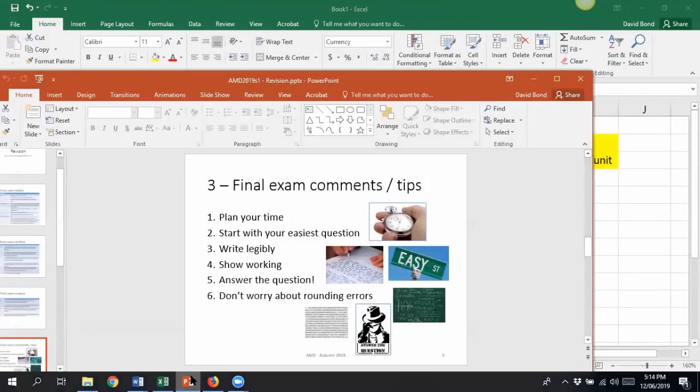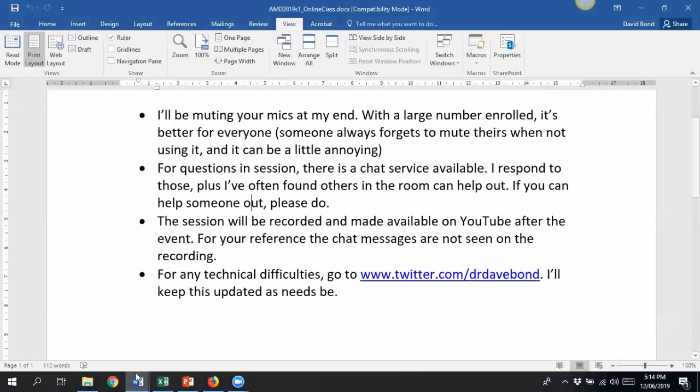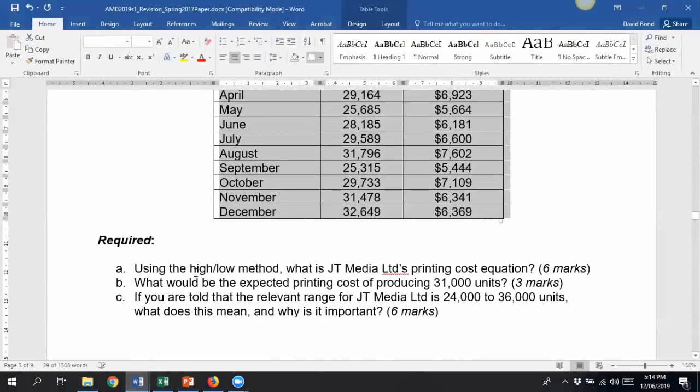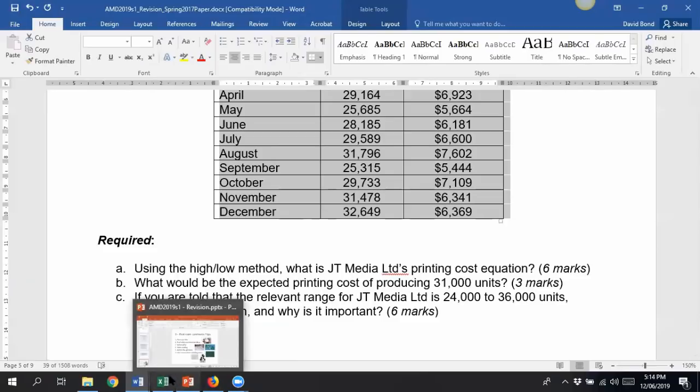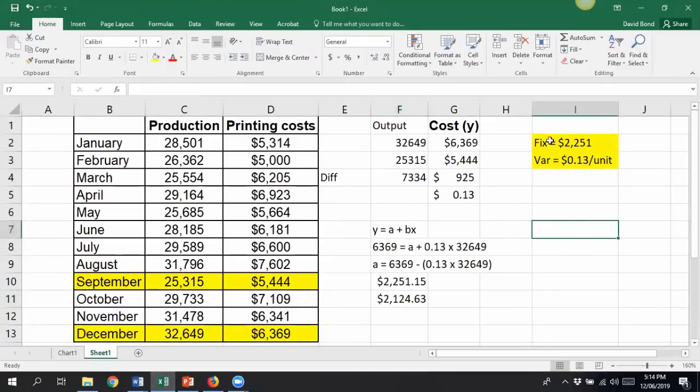So that is not that question, not that one. There we go. Using the high-low method, what is the printing cost equation, which we just did? What would be the expected printing costs of producing 31,000 units? That's relatively straightforward. It would just be Y equals 2251 plus 0.13 X. And so if you're looking at 31,000 units, you just replace X with 31,000 and solve. So that's relatively straightforward.